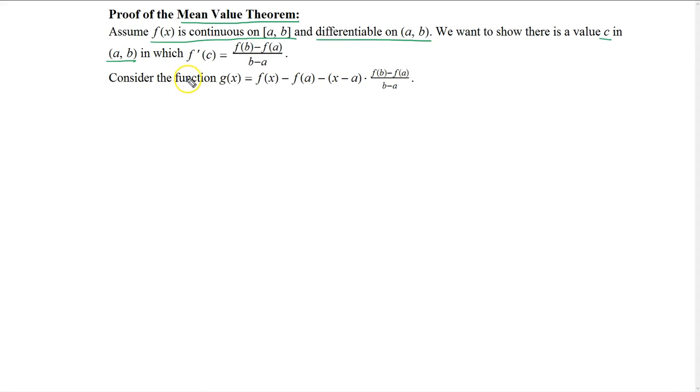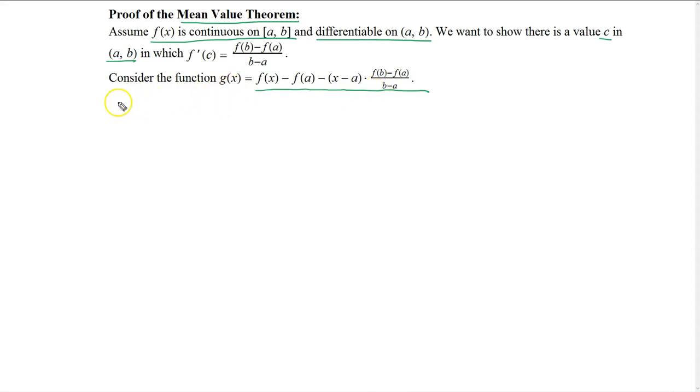Now, what we're going to do is go back and use Rolle's theorem. So we're going to construct a function that utilizes Rolle's theorem in order to obtain this result. So consider this function: g of x equals f of x minus f of a minus x minus a times the slope of our secant line here, f of b minus f of a over b minus a. Now, this may look a little strange, but it works perfectly.